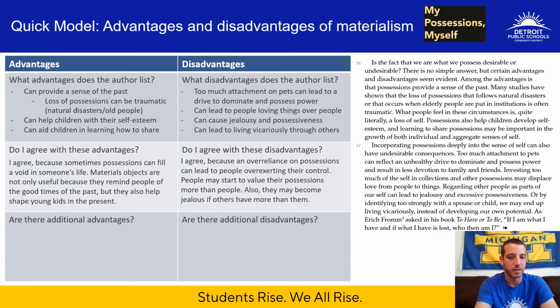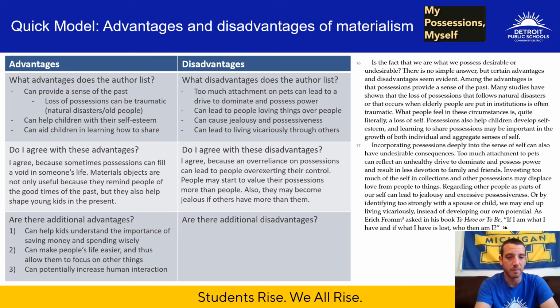Okay, let's finish up the model with the last row of questions. We'll start on the advantages side, just like last time. The question is, are there additional advantages beyond the ones that were listed in the text? And I said yes, there are 3. We'll go over each of them. Number 1, can help kids understand the importance of saving money and spending wisely.